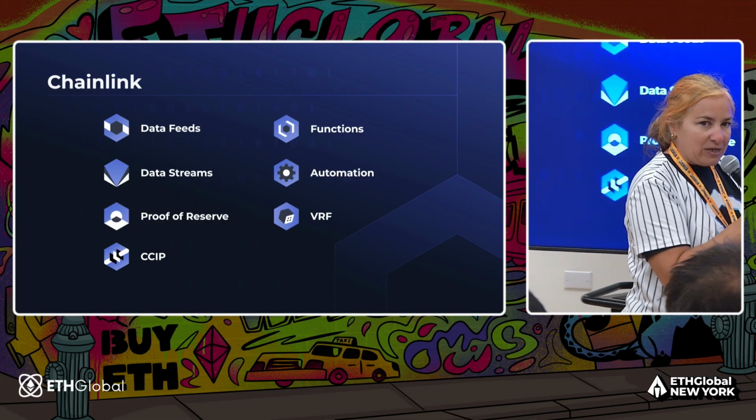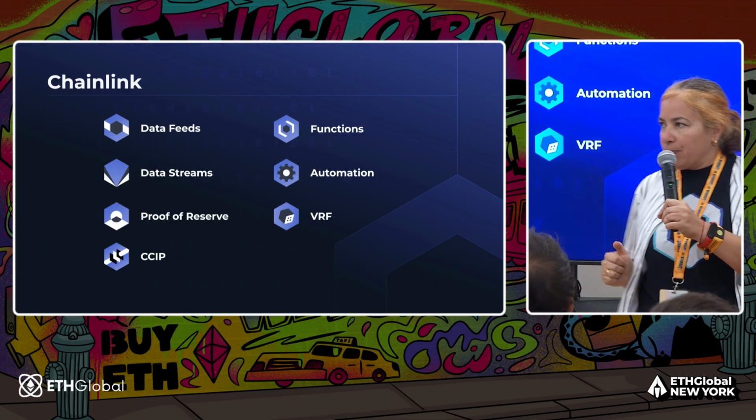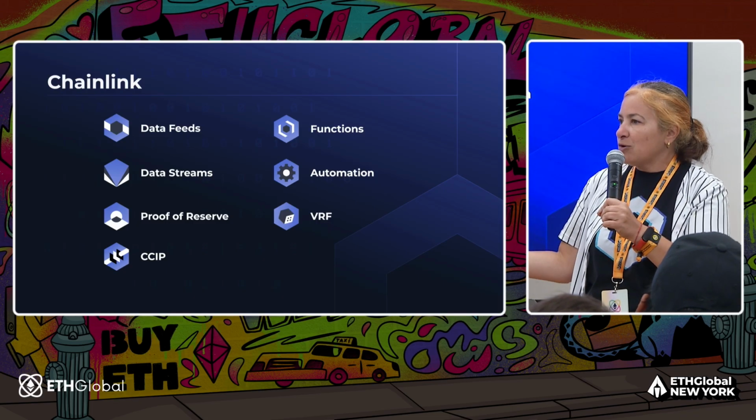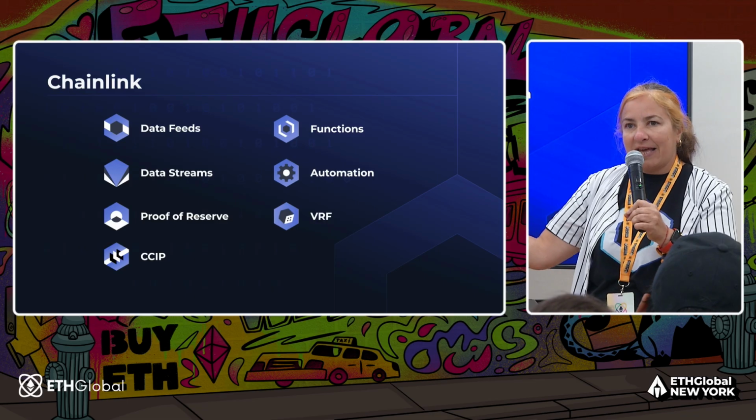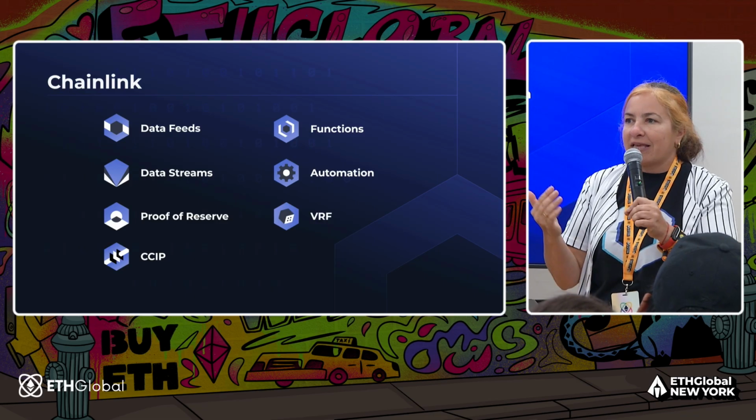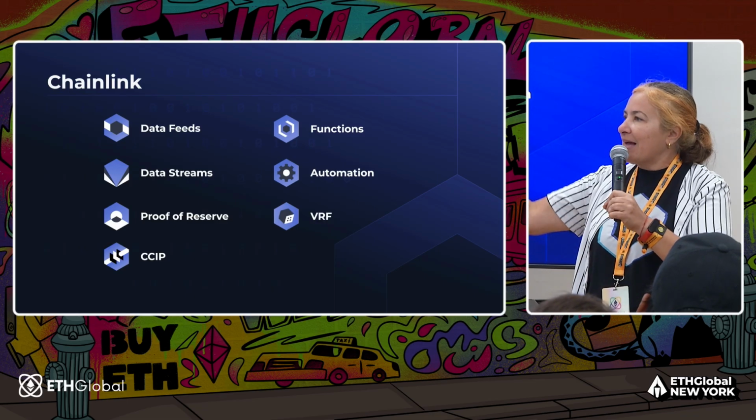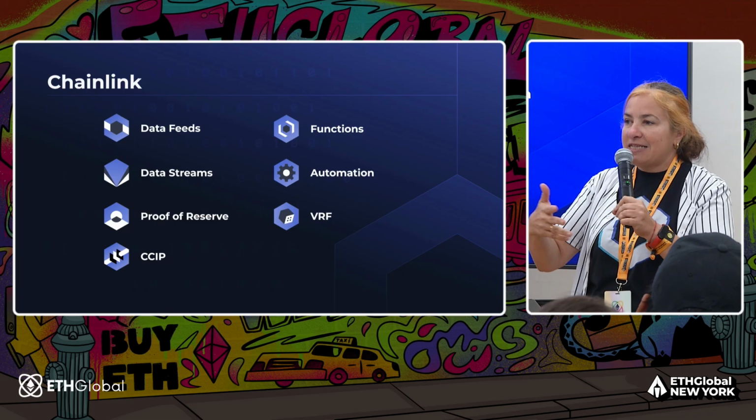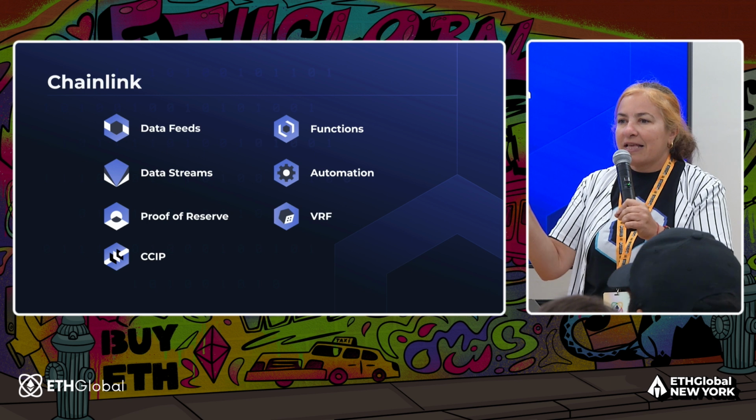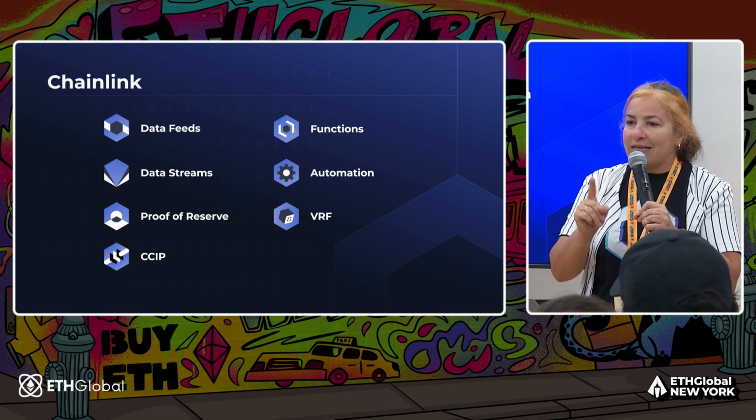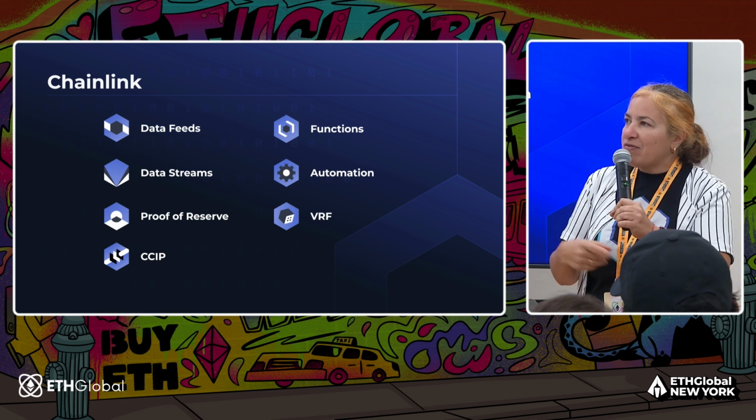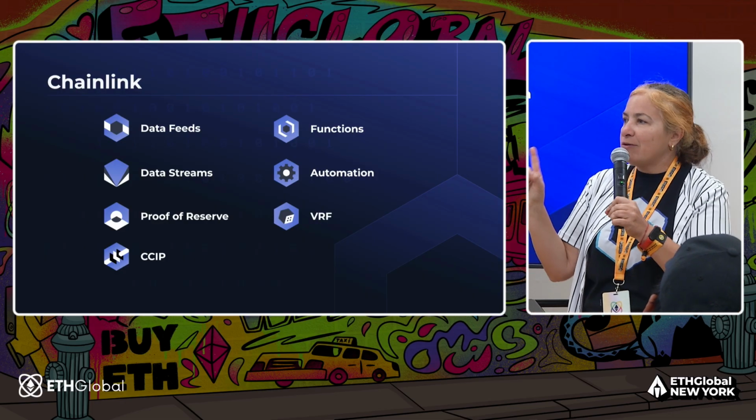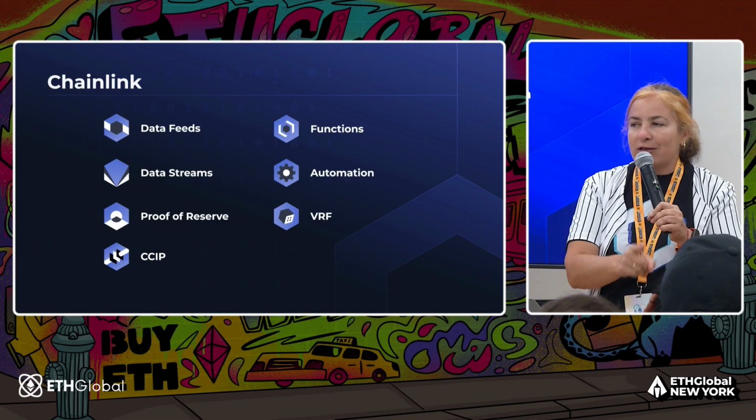Also, we have automation. Why do I need automation? The smart contract cannot call itself. We need to have something else external to call the smart contract. It can be your account, it can be any kind of bot, or you can use automation, which is a decentralized service that can call functions inside your smart contract with the rules that you'd like to have. You define the condition and you define what function you'd like to call.